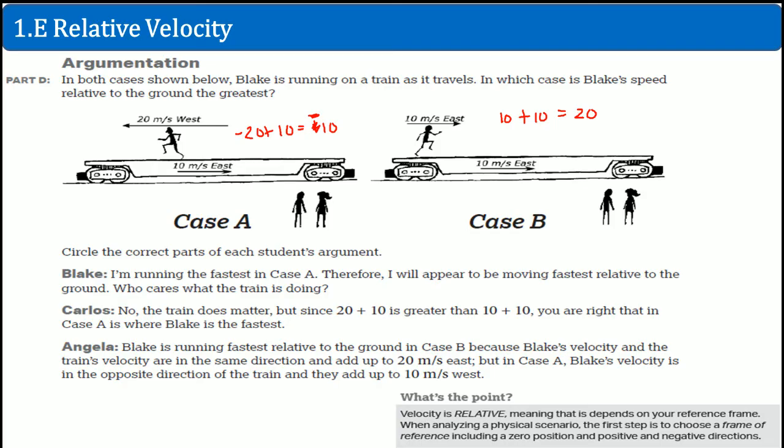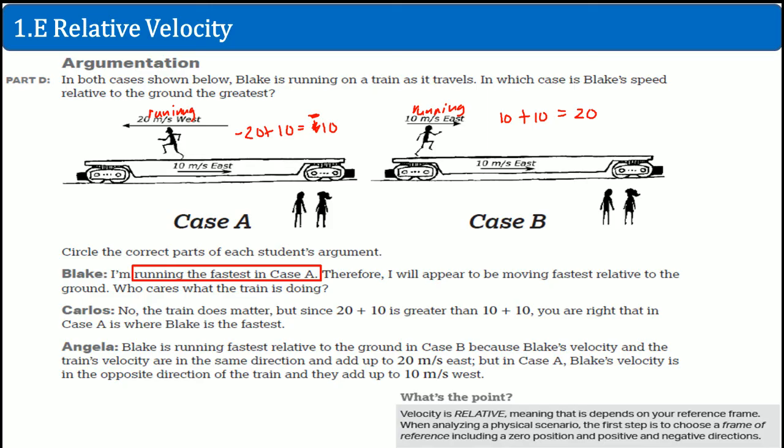I'm running the fastest in case A. That is true. That is true. Look, he is running 20 miles per second, and he is running in his point of view at 10 meters per second. So yeah, that is actually true, right? So that's true. Who cares what the train is doing? Yeah, you should care about what the train is doing, okay? But the only thing that is correct about his statement is that he is running fastest, okay?